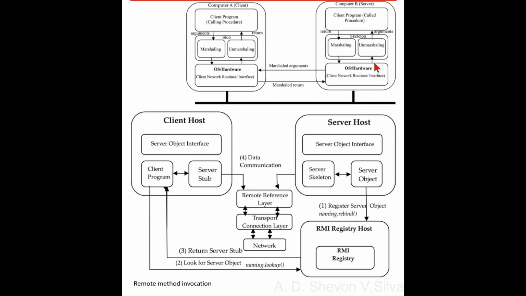The server stub unpacks the parameters from the message. Unpacking the parameters is called unmarshalling. Finally, the server stub calls the server procedure. The reply traces the same steps in the reverse direction. Here you can see remote method invocation.